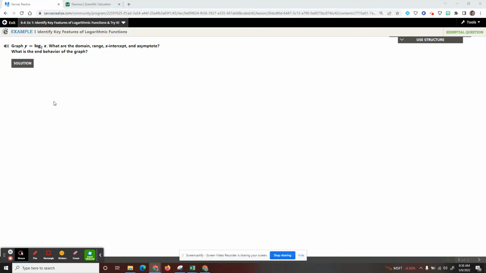In this lesson, we're going to look at logarithmic functions in more depth than we did when we introduced it in 6.3. The thing we're going to look at here is graphing. All right, so we're going to graph y equals log base 2 of x. We're going to look at domain, range, x-intercept, and asymptote, and then what the end behavior of the graph is.